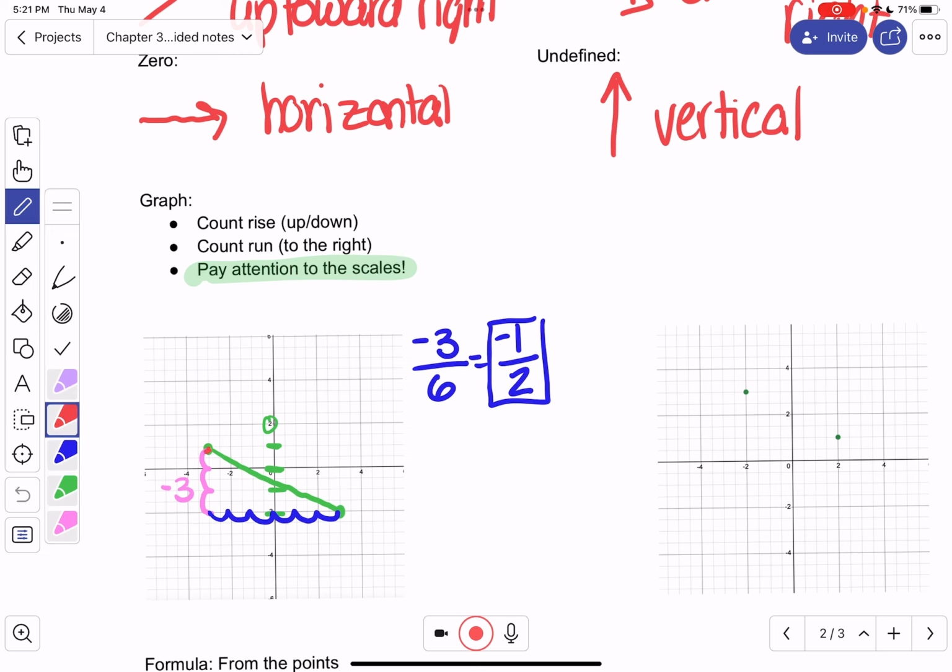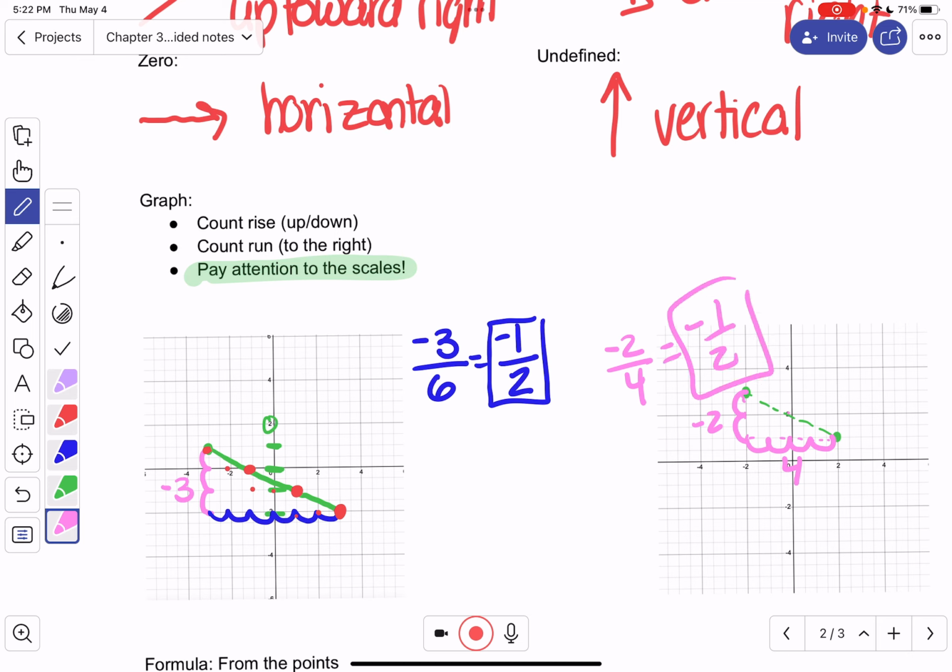Meaning from this original point, if I went down 1 over 2, I'd have another point. Down 1 over 2, I'd have another point. Down 1 over 2, I have another point. So that's how you find the slope. Here we have these 2 points. Can you find the slope? So again, these go by 2s. So down 1, down 2. Right 1, 2, 3, 4. So it's -2 over 4, which reduces to the same. They will not always be -1/2. You just find it by counting when you're graphing.